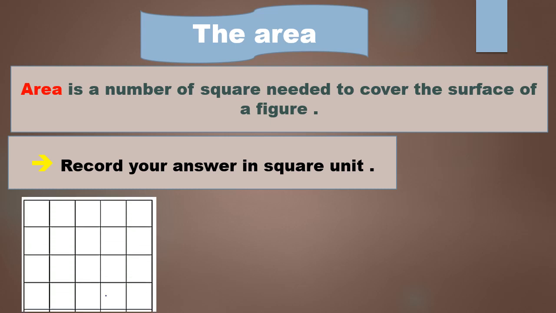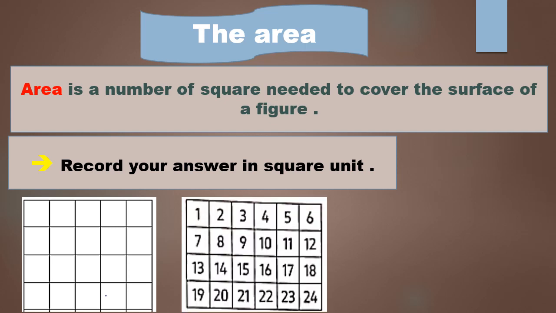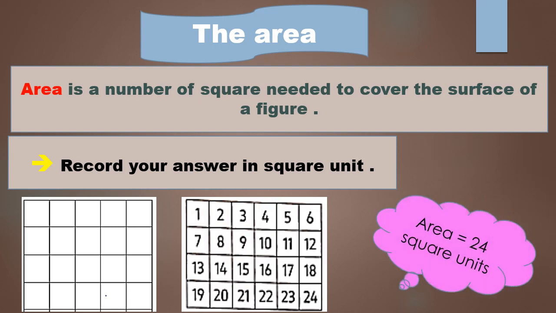Look at this shape and we want to get the area. To get the area, you should count the squares inside this shape. So the area here equals 24 square units.